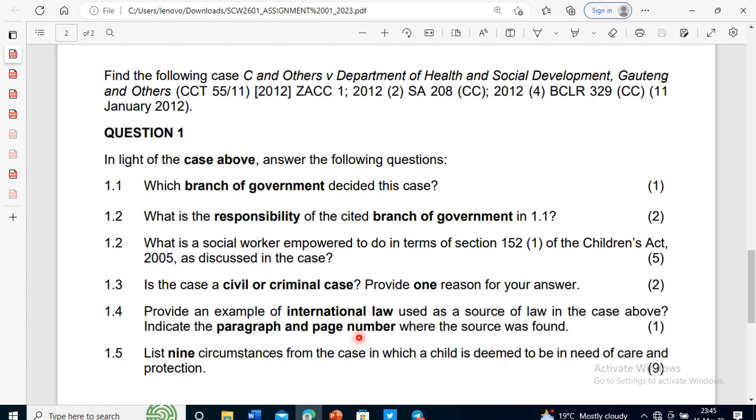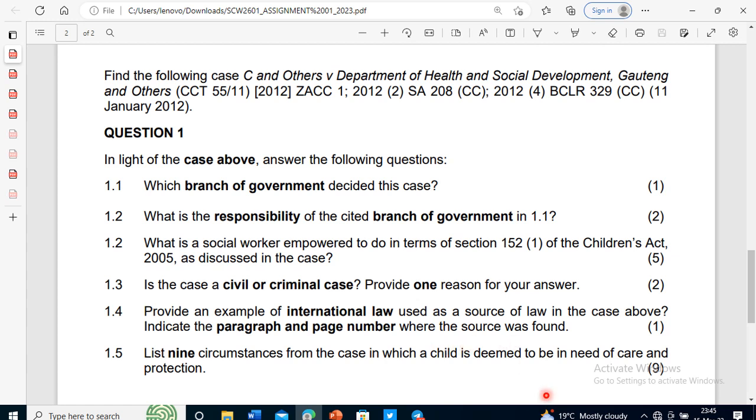So that act, I do believe that act is on page 41 in your study guide. You're going to see it in bold print, stating the international law: you're going to see Article 9 of what, that is the international law. So as they state, indicate the paragraph and the page number where the source was found.